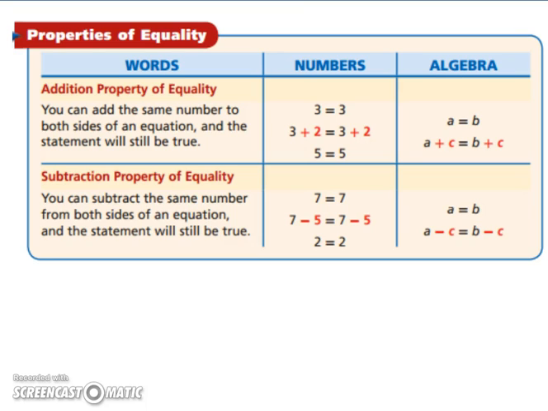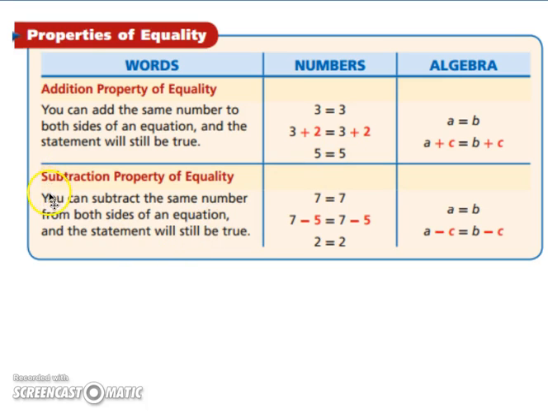Alright, so we have two properties of equality that we just learned. The addition property of equality. You can add the same number to both sides of an equation, and the statement will be true. So it doesn't matter whether you add 400 to both sides of the equation. If you add the same thing to both sides of the equation, your equation will remain equal.